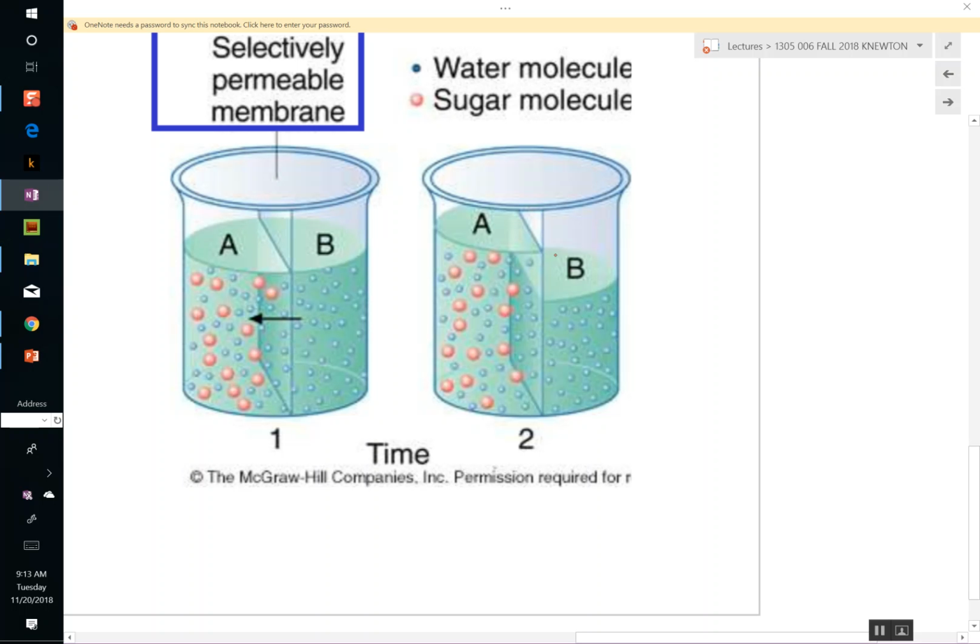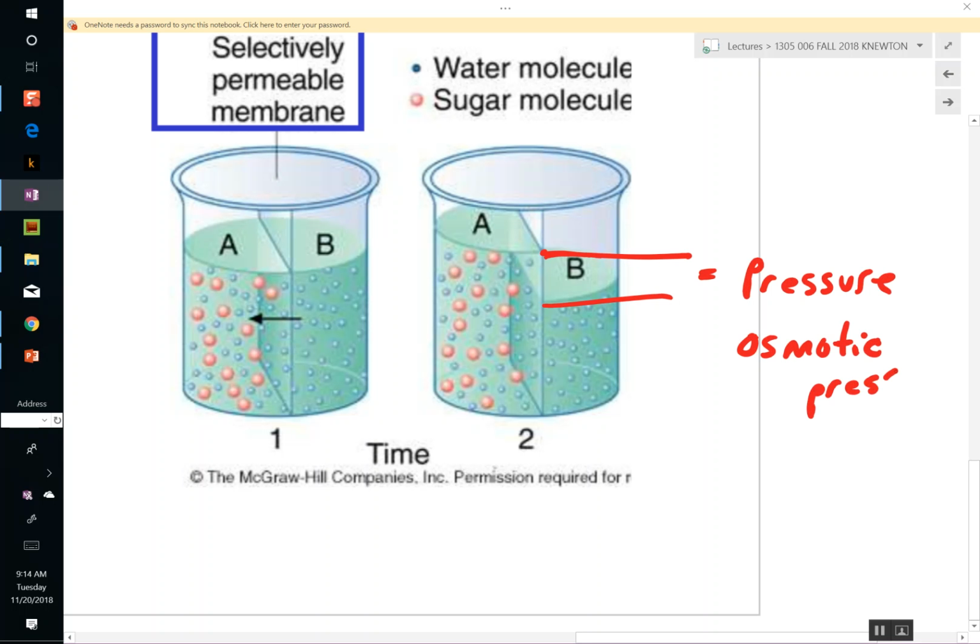So really, that difference in height is equal to a certain pressure. And that's our osmotic pressure. That's why we talk about osmotic pressure. It's going to push that up, you get more volume over here. You're losing water over here to dilute the stuff on this side of the membrane, and it creates osmotic pressure.